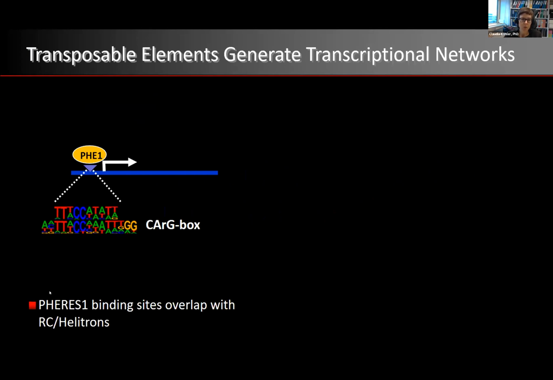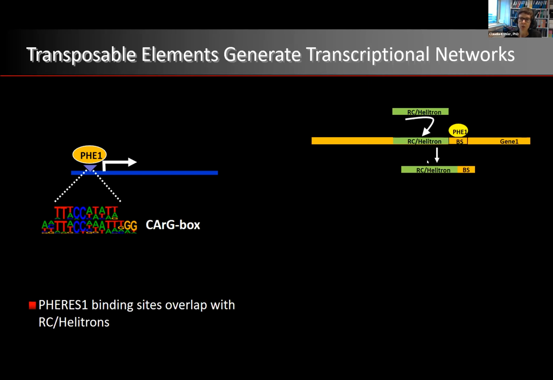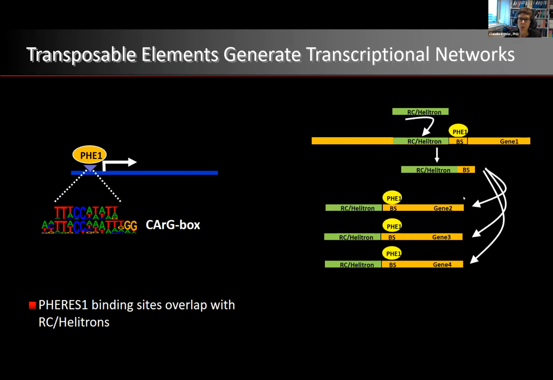Helitrons are also called RC Helitrons, which stands for rolling circle Helitrons, because during the transposition cycle, which involves a rolling circle intermediate, they take part of their flanking sequences with them and transpose them to different regions of the genome. And this is likely what has happened. So what we think is that an ancestral gene that has been under the control of Ferris1 has been targeted by a Helitron. And during the transposition cycle of this Helitron, it took part of the neighboring sequence, which in this case included the binding site, and transferred it to different regions of the genome, bringing genes under the regulatory control of Ferris1.